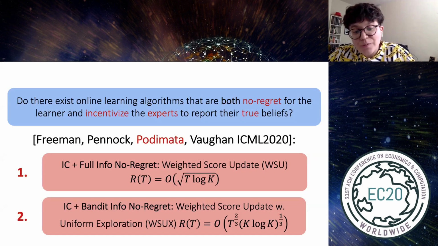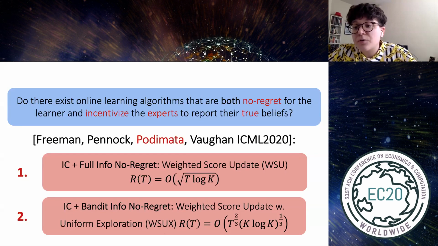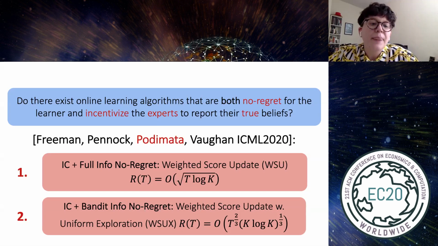The story is not so positive in the bandit information case, where the algorithm family that we suggest suffers from a regret guarantee of T to the 2/3, which is strictly worse than the guarantee for EXP3 that Nika talked to you about yesterday. And it's actually one of our interesting open questions whether there fundamentally exists such a gap between the incentive compatible and non-incentive compatible settings.